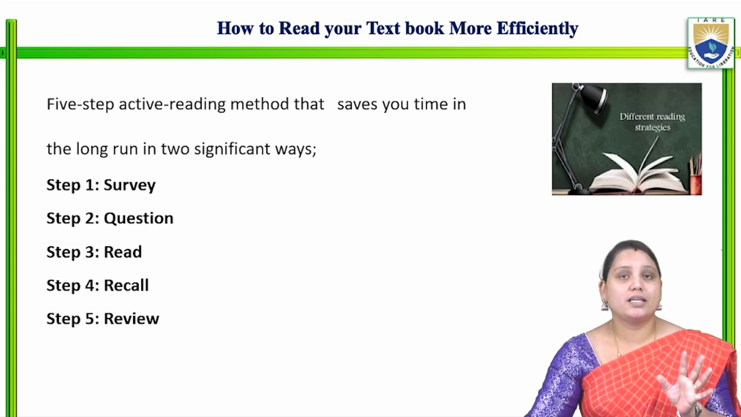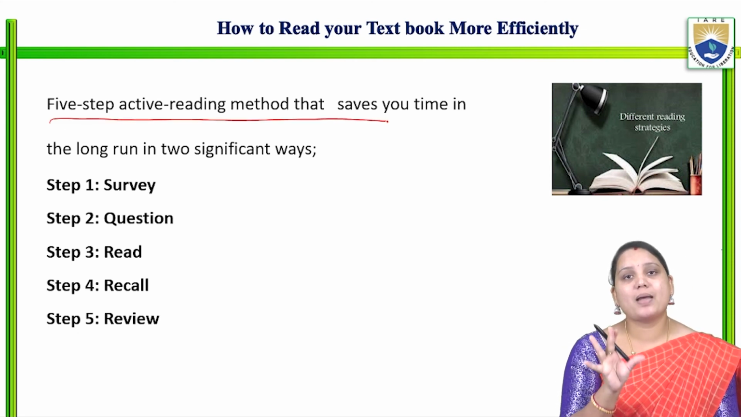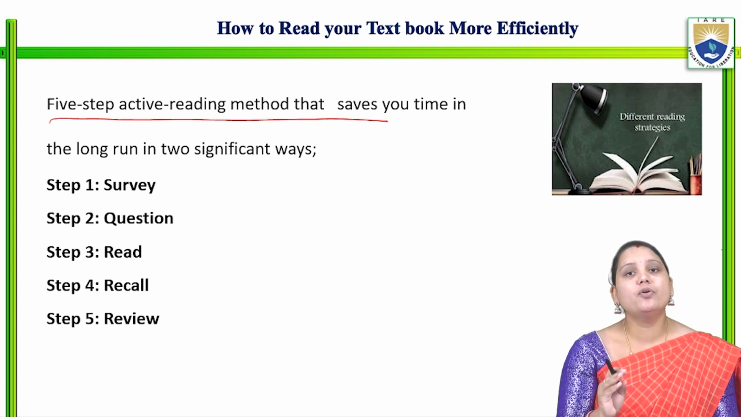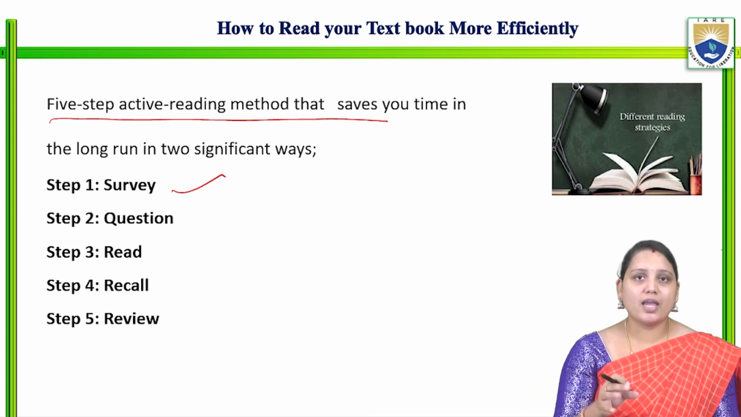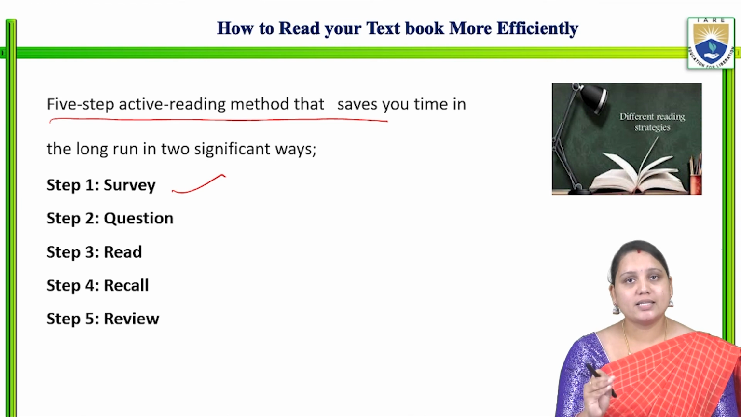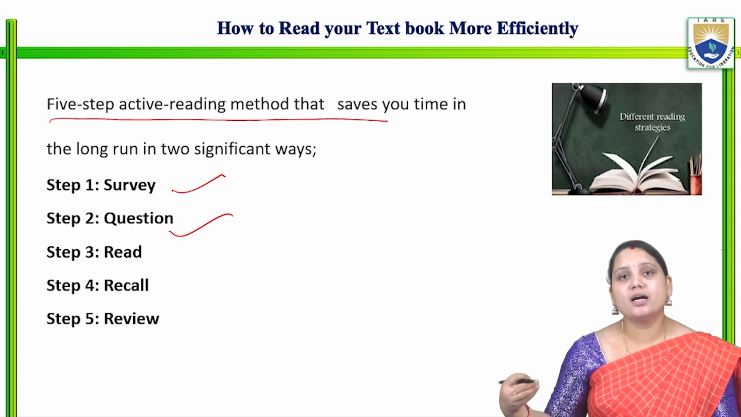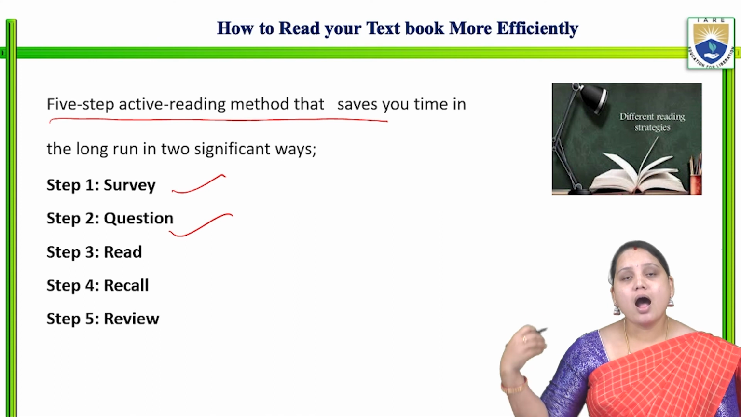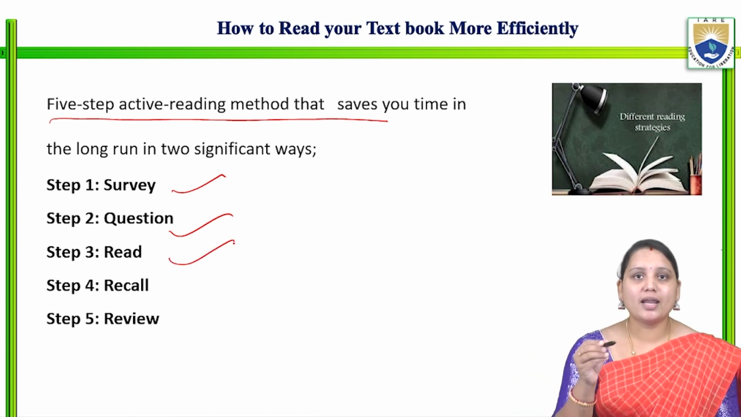Now, the 5-step active reading method. Now we have a 5-step active reading method which will help you to read your textbooks efficiently. What is that? Survey. That is, have a preview, have a survey of what you are going to understand, read or gain information. Next, question. Why does this happen here? Why? When? What? How? All these questions must be developed. Then read. Read to attain the answers to the questions you have formulated.